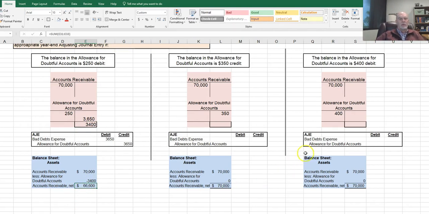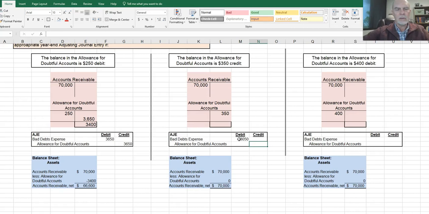In the second example, when we got to the end of the year, we still had $350 as a credit balance in the allowance account. So last time we set up the allowance, we put more in there than we needed. So that offsets how much we have to put in this time. So to get to the $3,400 balance that we're after, our journal entry will only need to be $3,050.